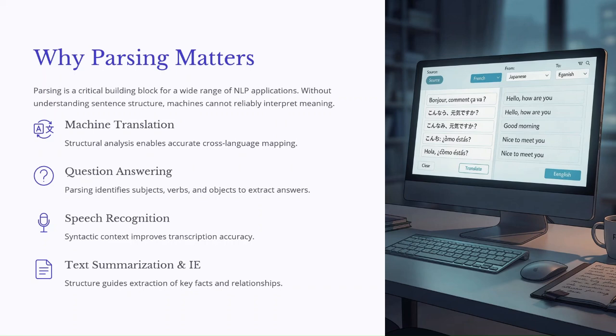And in question answering, you should know which are the subjects and which are the verbs, and you have to extract the particular answer properly. So in that case we need parsing. Similarly, speech recognition, where syntactic context improves transcription accuracy. And then information extraction and text summarization, where it guides the extraction of key facts and relationships. So parsing has a wide range of applications.